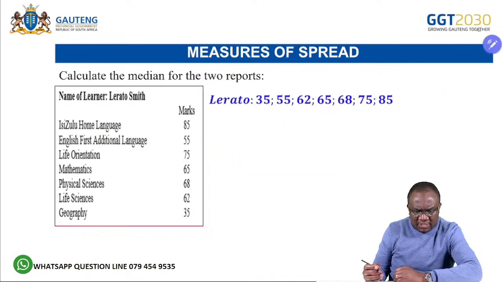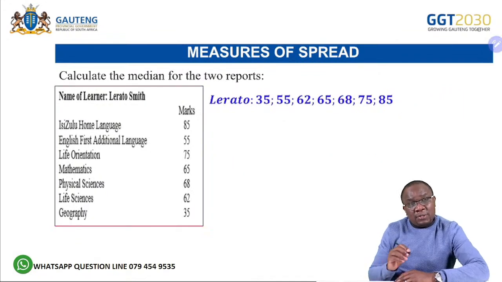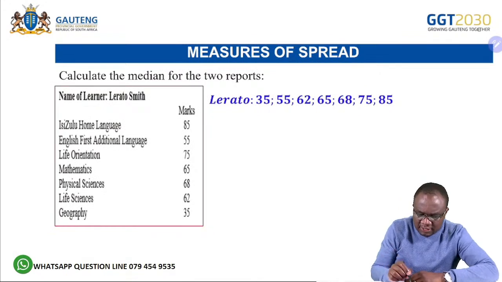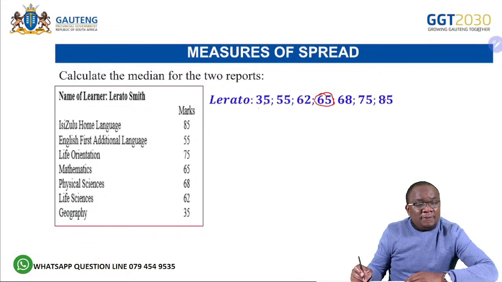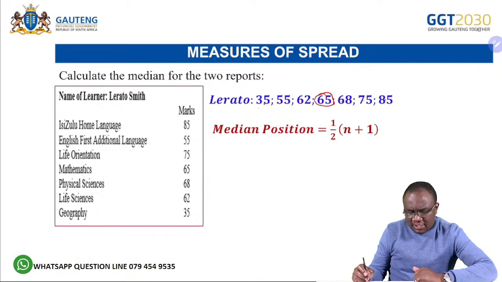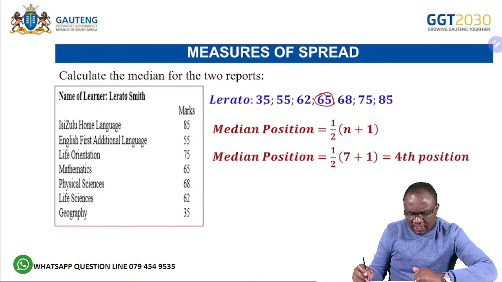Let's go to the median. Right, the median, remember, the numbers must be arranged from the minimum to the maximum. So it's 1, 2, 3, 4, 5, 6, 7. The median is what? 65%. Again, the median is 65%, very near to 64%. So the median is 65% for Lerato.